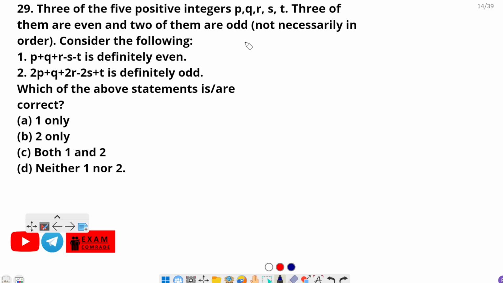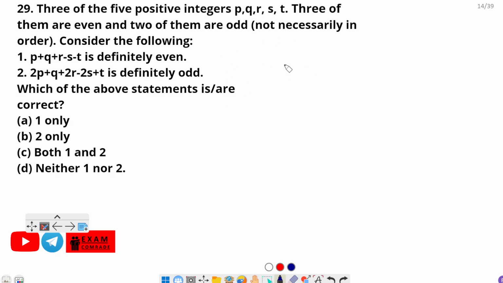There are 5 positive integers. I think there are more questions which are reasoning based. We have to analyze the things and then only we can answer. I think the formula based questions are very less in this paper. So they are more conceptual based and analytical based. Okay, let's try to solve this problem.